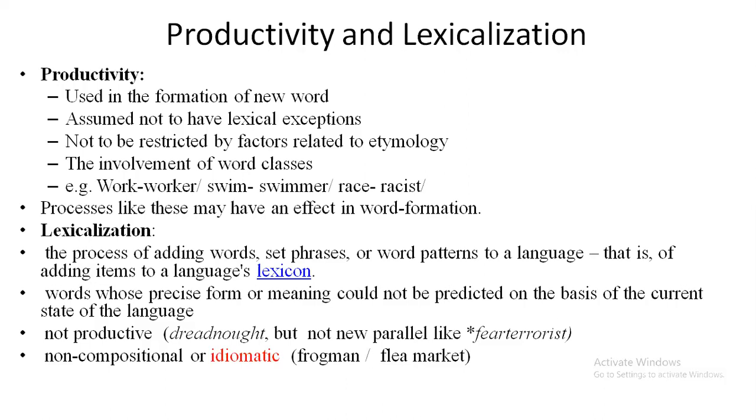Etymology means simply the origin of a word, right? There will be some sort of history behind the origin or starting of the word, right? But in this case we do not talk about etymology, right? It is free from this, and from word classes also, right? Productive. For example, you can see work and worker, workers, swimmer, which is class sensitive. That means the involvement of classes will also be there.